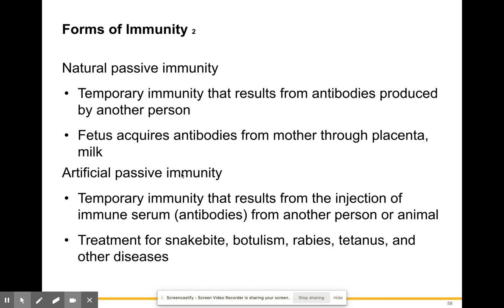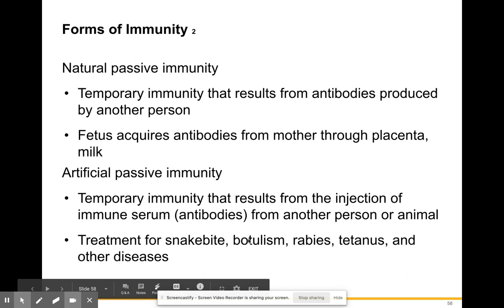Okay. Artificial passive immunity is when you have temporary immunity. Again, it's only temporary because it's not your antibodies. Eventually you run out of them, right? And it's temporary immunity that results from the injection of immune serum or antibodies from another person or animal. An example of this would be antivenom for snake bites, okay, rabies shots, tetanus shots, okay, botulism. Okay, botulism is a bacteria that you can get artificial passive immunity against.